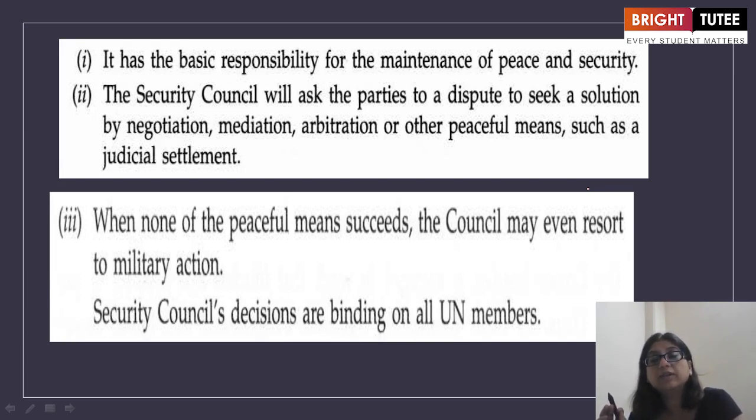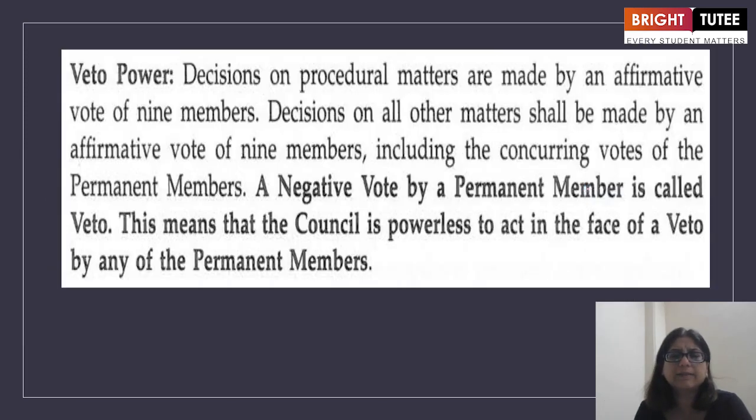The Security Council will ask the parties to a dispute to seek a solution by negotiation, mediation, arbitration, or other peaceful means, such as a judicial settlement. And when none of the peaceful means succeeds, the Council may even resort to military action, and the Security Council's decisions are binding on all United Nations members. There is a veto power also.